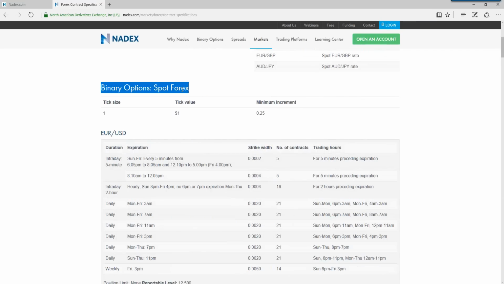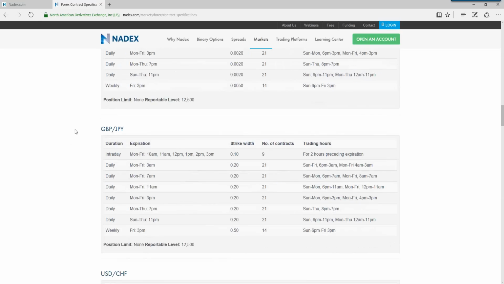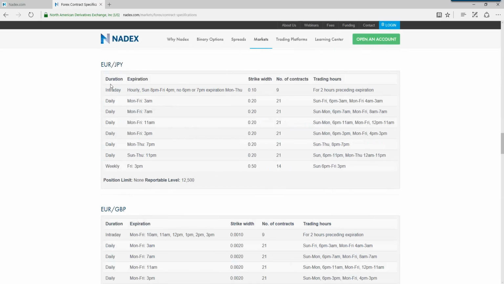Now, this is the binary options spot Forex, right? I'm going to scroll down to the Euro JPY. Here's the Euro JPY, okay? Intraday, this is when it is offered, and the strike width is 10 pips, okay?